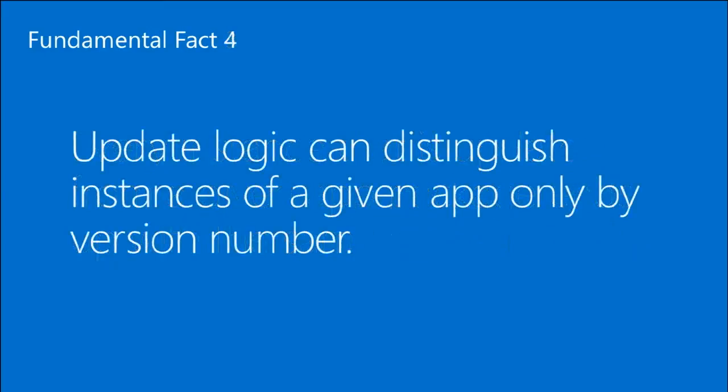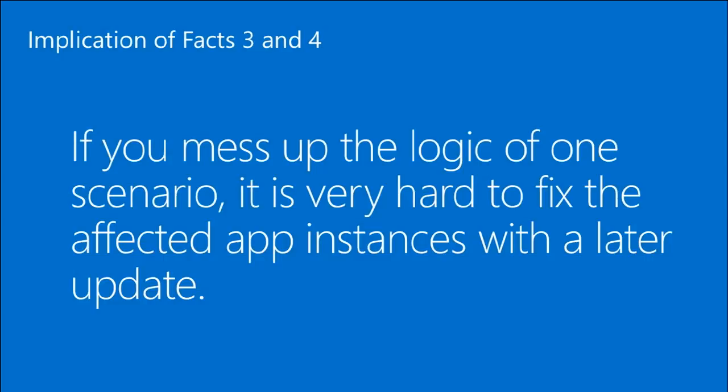Fundamental fact number 4, update logic, for all practical purposes, can only distinguish different instances of a given app by the version number. Now, let's put 3 and 4 together. What are the implications of that? If you mess up, unlike me, who never does, if you mess up the logic of one of your scenarios, it's very hard to fix the messed up app instances with a later update.